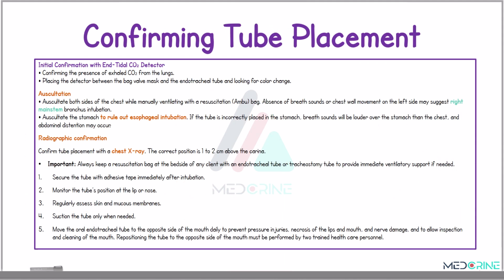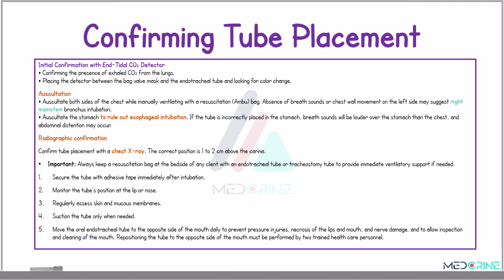How do we confirm correct placement of our endotracheal tube? We can confirm correct tube placement through the use of an end-tidal carbon dioxide detector. This CO2 detector is used to confirm the presence of exhaled carbon dioxide from the lungs. It is usually placed between the bag valve mask and the endotracheal tube. A respiratory therapist looks for the color change whenever carbon dioxide is detected during exhalation.